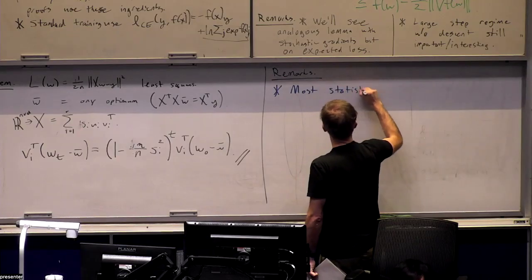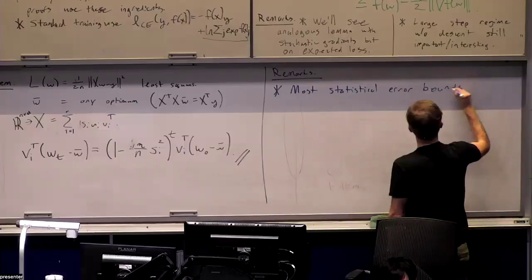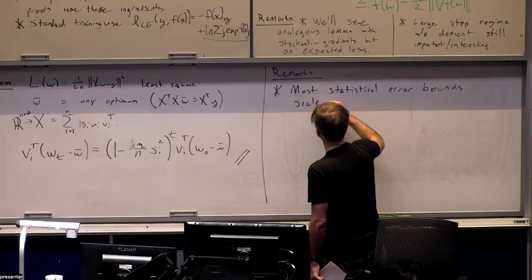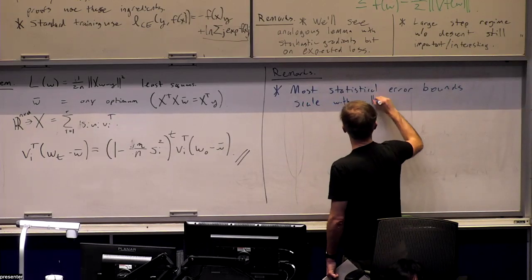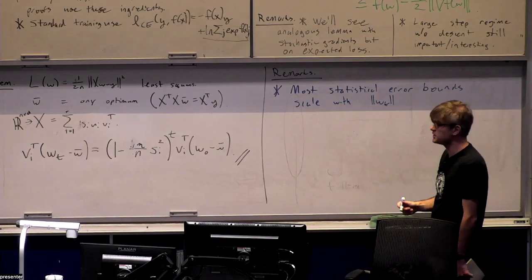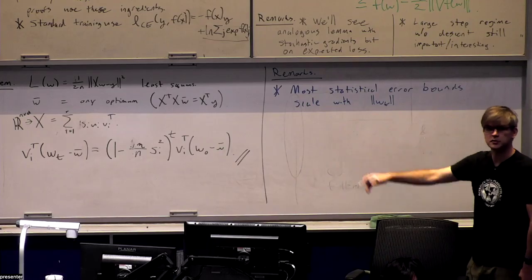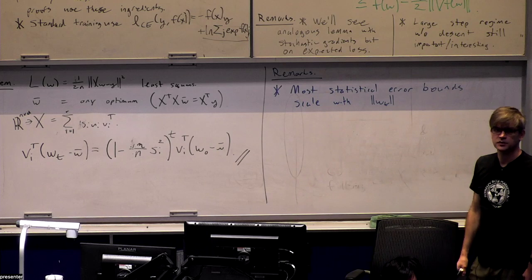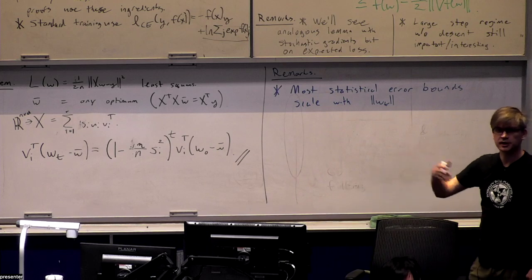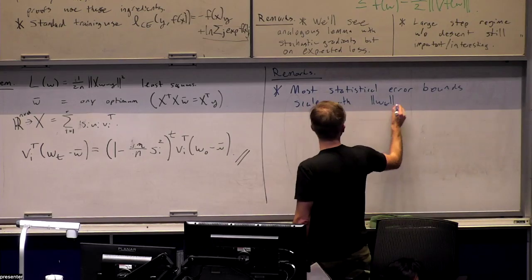So most statistical error bounds scale with the norm of WT. And this is saying that gradient descent is just going to maintain that it's 2 times the optimal thing for any W bar. So if you choose W bar to be a truncated solution, a regularized solution, it'll hold for that. So let me just give an example.